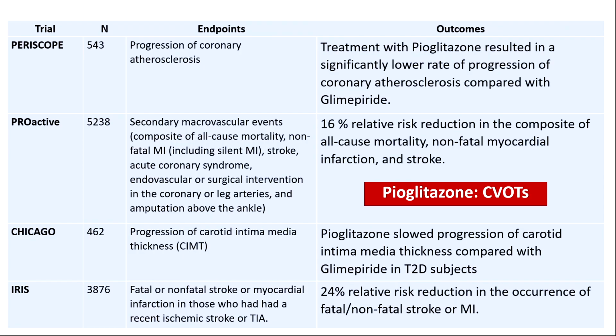Of course, these major trials, PERISCOPE, PROactive, CHICAGO and IRIS, all these studies on pioglitazone well proved that pioglitazone resulted in a significantly lower progression of coronary atherosclerosis in the PERISCOPE study. In the PROactive study, there is a 16% reduction in MACE events, and in the CHICAGO study, a huge reduction of carotid intima-media thickening, and in the IRIS study, a 24% risk reduction in the occurrence of fatal and non-fatal myocardial infarction. So much beneficial effect has been shown with all these 4 major trials on pioglitazone.